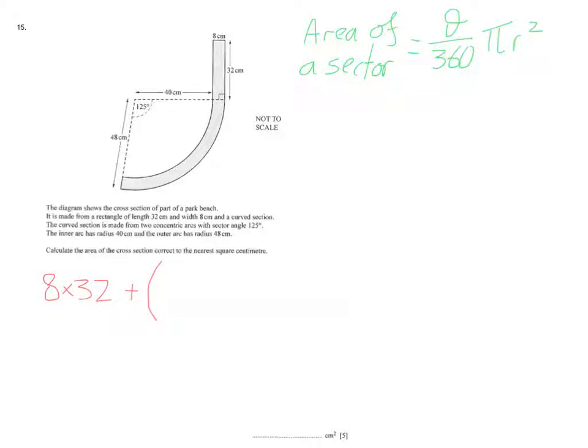So either you just need to remember this or just think about it. It's basic. It's just a fraction of the area of a circle. So how much of the whole circle is this? Well, it's 125 3/60ths, because degrees are just a fraction of a circle, a fraction turn in the end anyway.